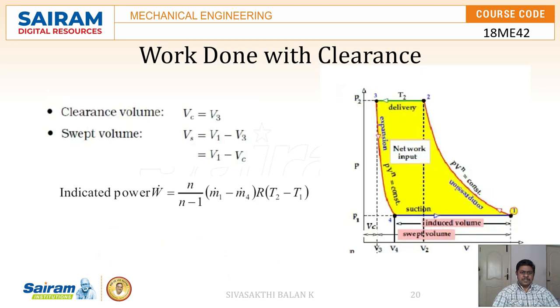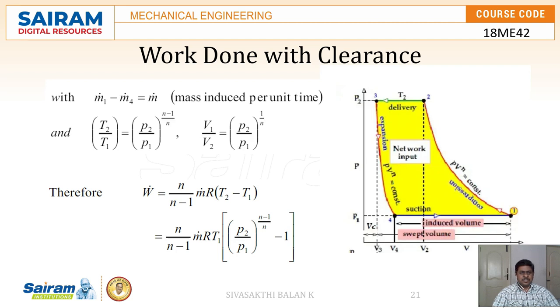As we discussed earlier, if we replace the mass by mass flow rate, the work done is converted into indicated power. In this formula, it is n divided by n minus 1, multiplied by m1 dash minus m4 dash, that is the induced volume mass flow rate, multiplied by R, the gas constant, and T2 minus T1, the temperature difference. This comes in terms of joules per second, kilojoules per second, or kilowatts.